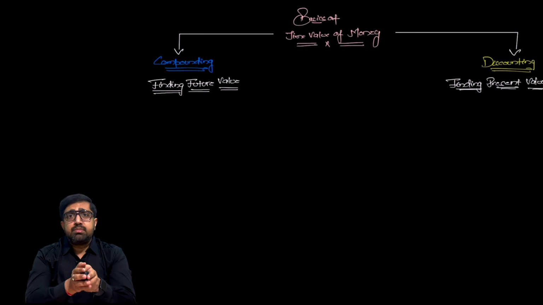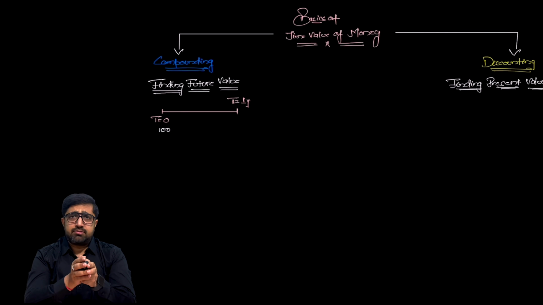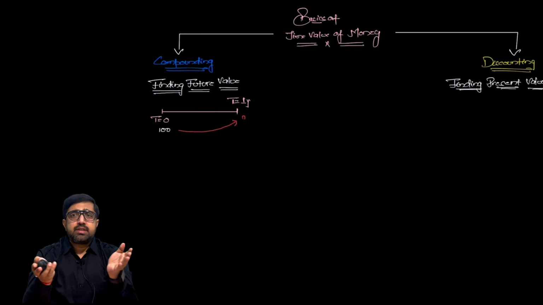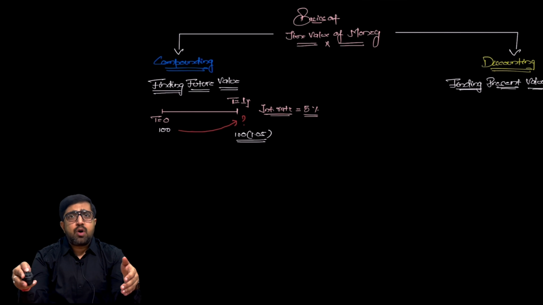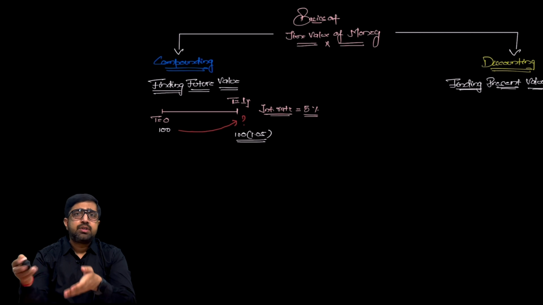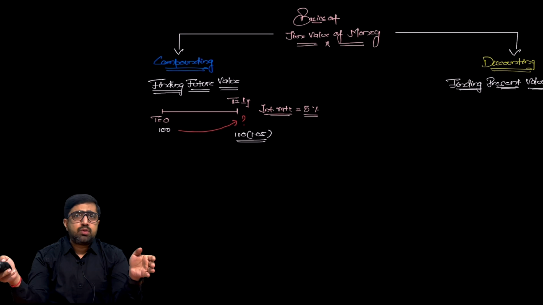So for example, if I ask that at t equal to 0 today, assume you have 100 rupees or $100 outstanding, what would be the value of 100 after 1 year? Given the interest rate in the market, say assume 5%, you will do 100 into 1.05 or 100 plus 5% of 100. Whatever the maths you apply, at the end you will get 105.